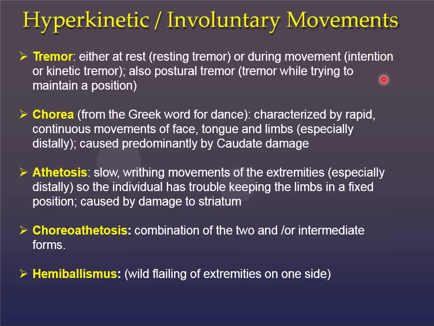They include hyperkinetic or involuntary movements such as tremor, either at rest or during movements, sometimes postural tremor. They may involve chorea, the Greek word for dance, with rapid continuous movements of face and tongue. And they may include athetosis, these slow writhing movements of the extremities, mostly in the arms and the legs especially. Choreoathetosis, which is a combination of chorea and athetosis, or hemiballismus, wild swinging of the extremities.